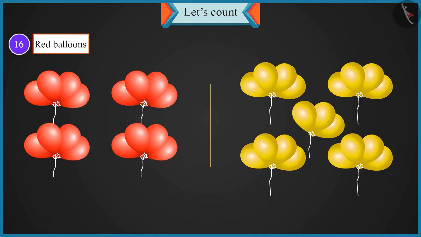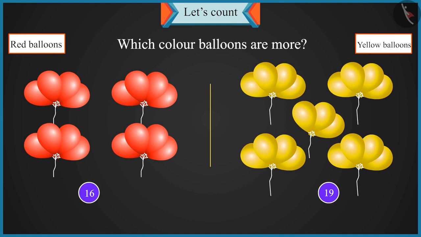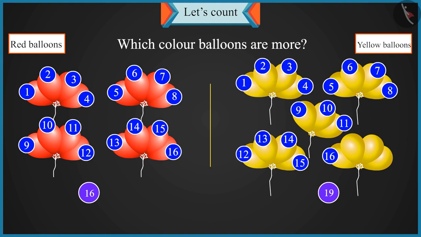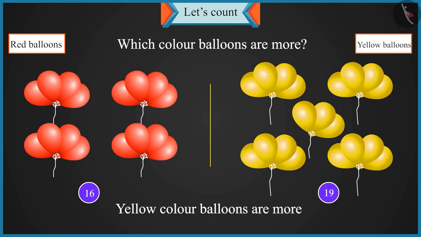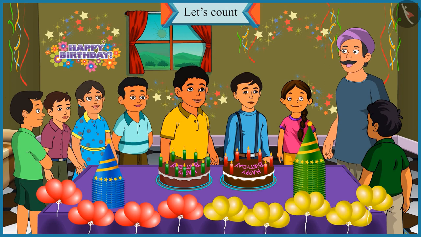Chotu, we have 16 red balloons and 19 yellow balloons. Tell me, which color balloons are more? There are 16 red balloons and 19 yellow balloons. Uncle, while counting, 16 comes before and 19 comes after. It means the count of yellow balloons is not 16. It is 17, 18 and 19. It's 3 more. So yellow balloons are more over here. Well done. Of 16 and 19, which number is bigger? Yellow balloons are more than red balloons. So 19 is bigger than 16. You are right, Chotu.